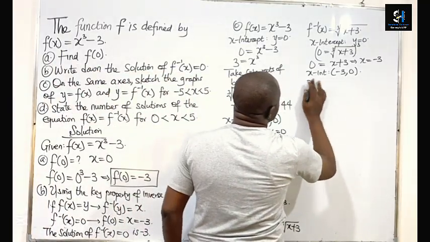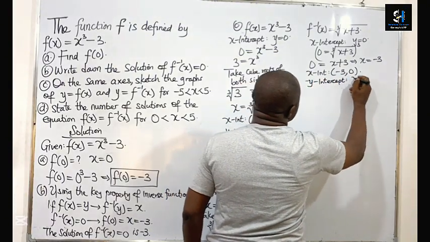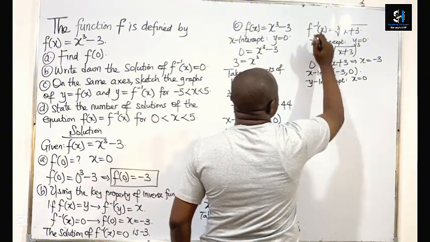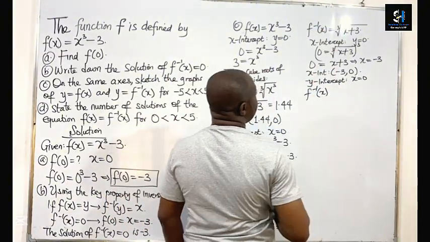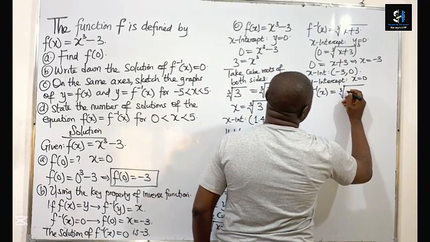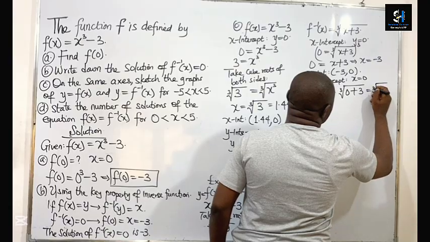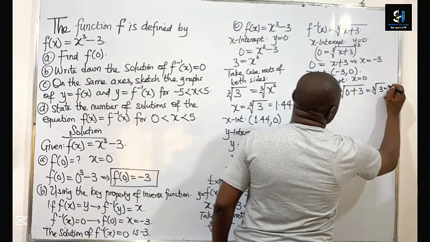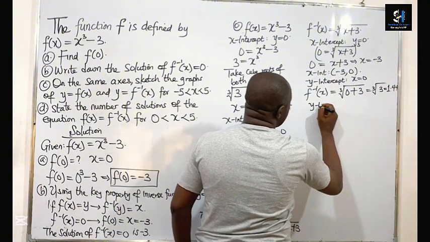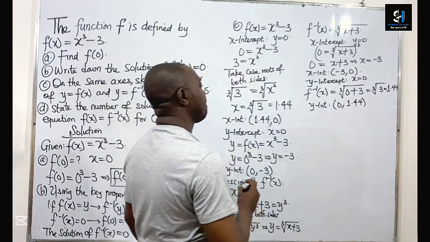Now let's find out what the y-intercept will be. For the y-intercept, it means the value of y when x equals 0. So what is the value of the inverse function of x when x equals 0? This will be the cube root of 0 plus 3, and this will be the cube root of 3, which is equal to 1.44. So the y-intercept will be 0, 1.44.